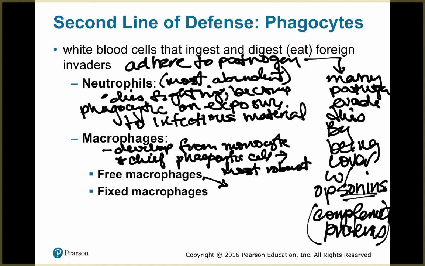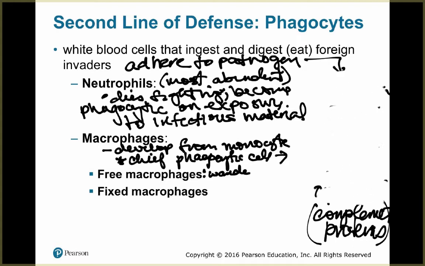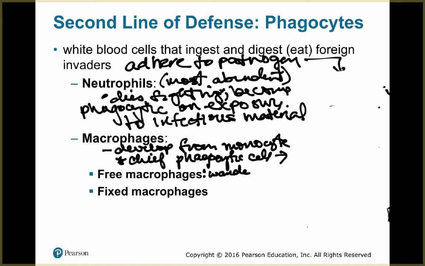And so you have 2 types here. You have free and fixed macrophages. And so the free is exactly like it sounds. If you talk about someone being such a free soul, they just wander everywhere, right? So they're going to wander through tissue. So an example of these are alveolar macrophages.